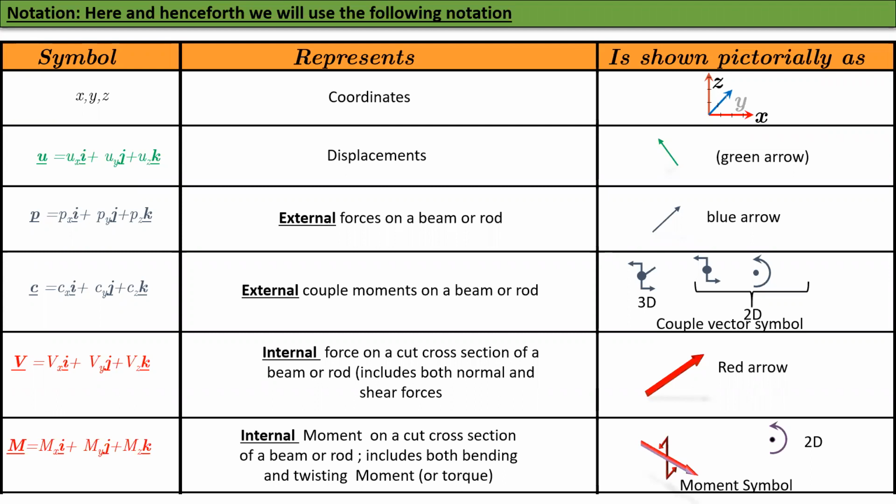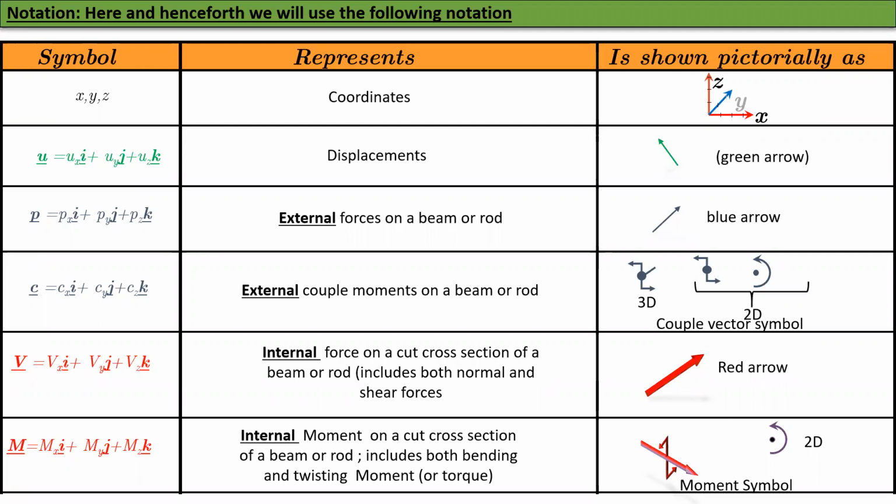External couples or moments will be called C. Internal moments will be called M. And we will not distinguish between torque and bending moment. They will all just be called M. Depending upon the situation, we'll have to identify whether it's a torque or a bending moment. Okay, so these are our symbols. My suggestion is pause for a minute, stare at it, and make sure you understand how the symbols work.